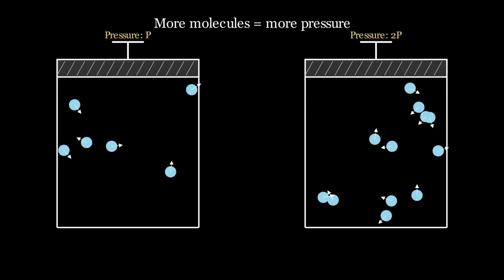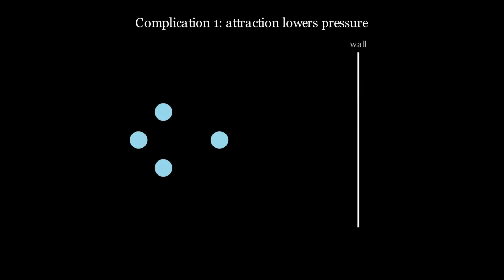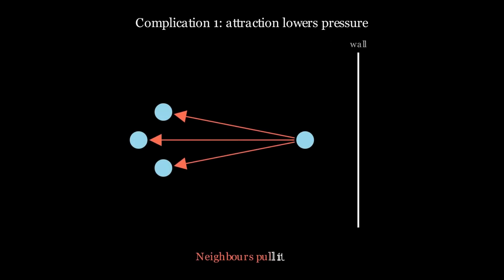But there are two complications. First, atoms attract each other, and right as a molecule is about to hit the wall, its neighbors are still pulling it backward.